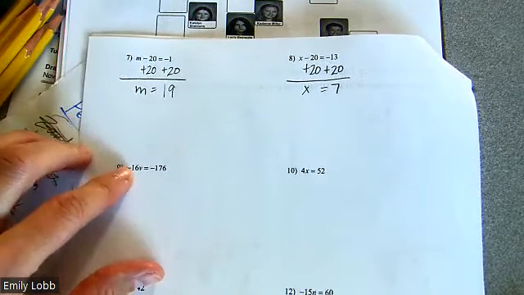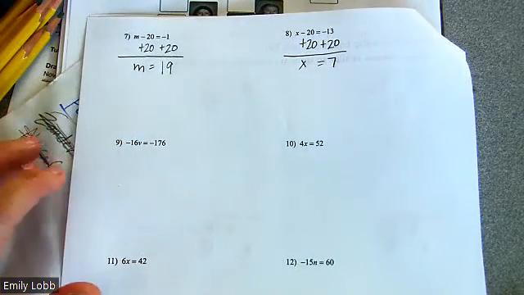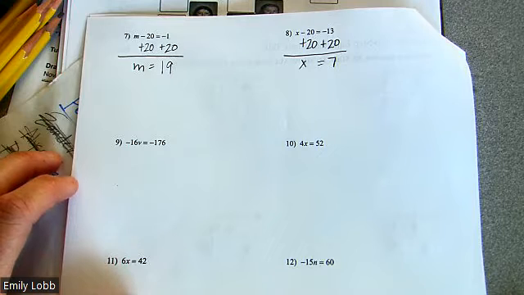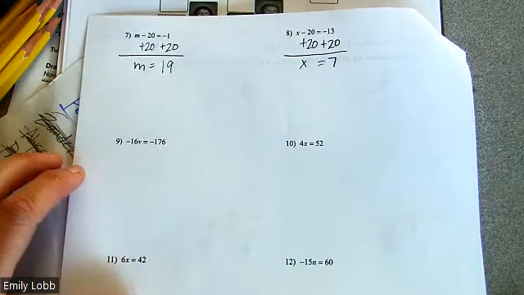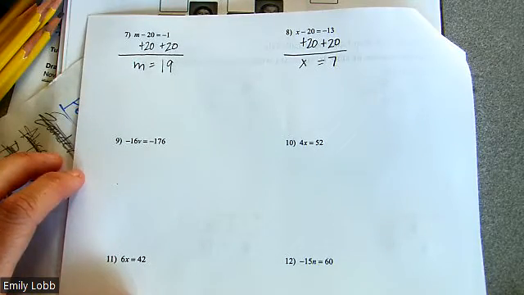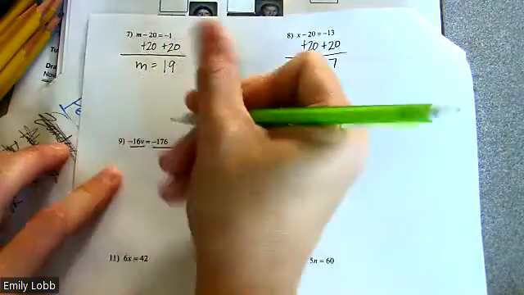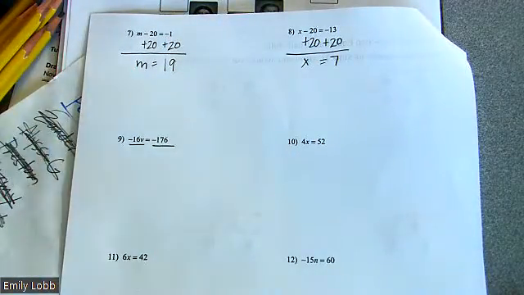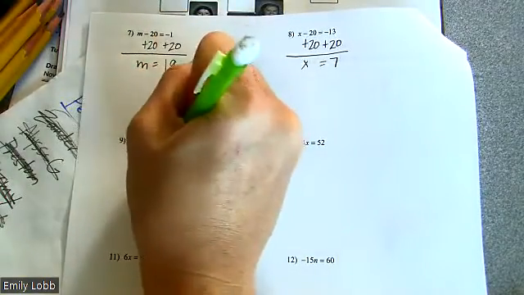All right, so we have to remember what it means when I have a number next to a letter. It denotes multiplication. How do I undo multiplication? With division. And how do we show division in algebra? With a fraction bar, a vinculum. So if b is being multiplied by negative 16, I have to divide both sides by negative 16.